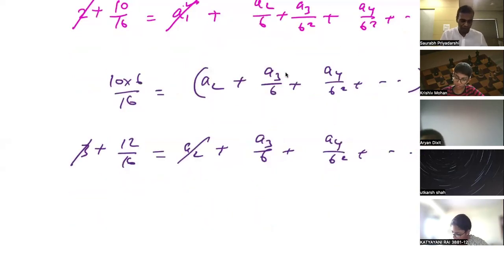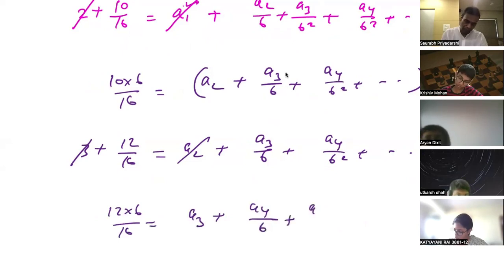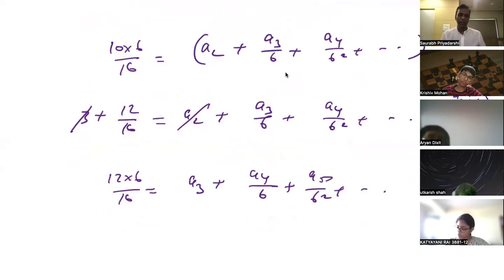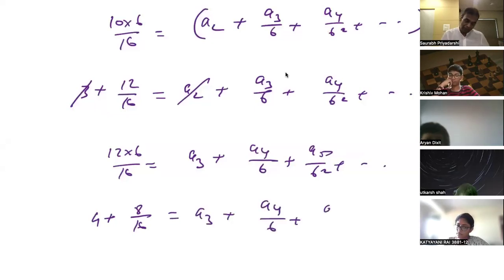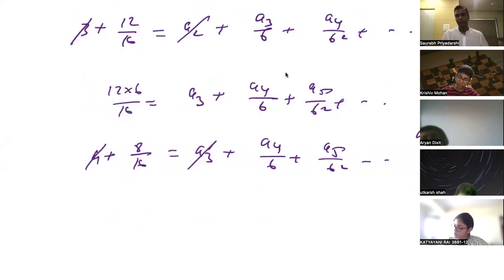Right? Now again multiply with 6. 72 by 16, which would be 4, so 8 by 16 would be left. Very good. So 72 by 16. What are we getting for A3? We get 4 plus 8 by 16. Now this is working. A4 by 6, A5 by 6 square, and so on. So A3 is equal to 4. Now this is nothing but 1 by 2 only.